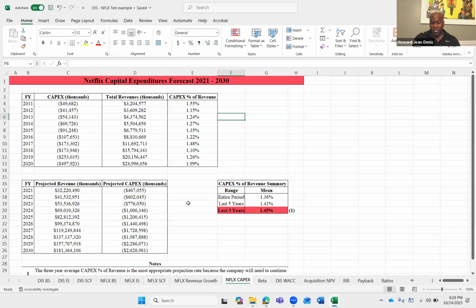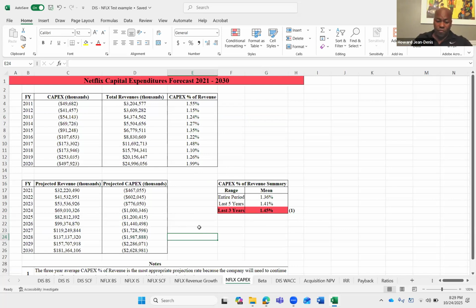And in order to do the forecast, we take the forecast of revenue that we already have, and we didn't do the projected CapEx yet, but we're basically using the average of the last 3 years, these three numbers. It's 1.45. And we're saying moving forward, we think that capital expenditure is going to be about 1.4, 1.5% of revenue. So that's one way you can forecast your capital expenditures.